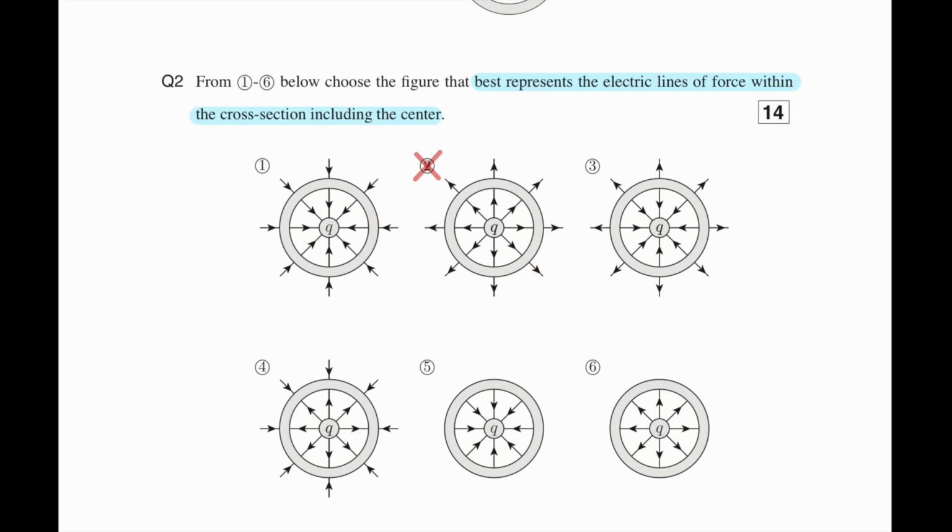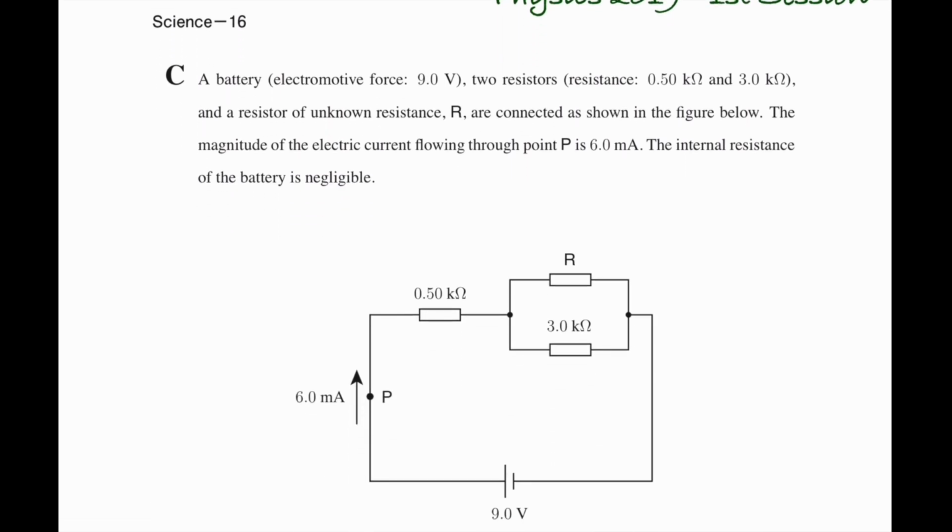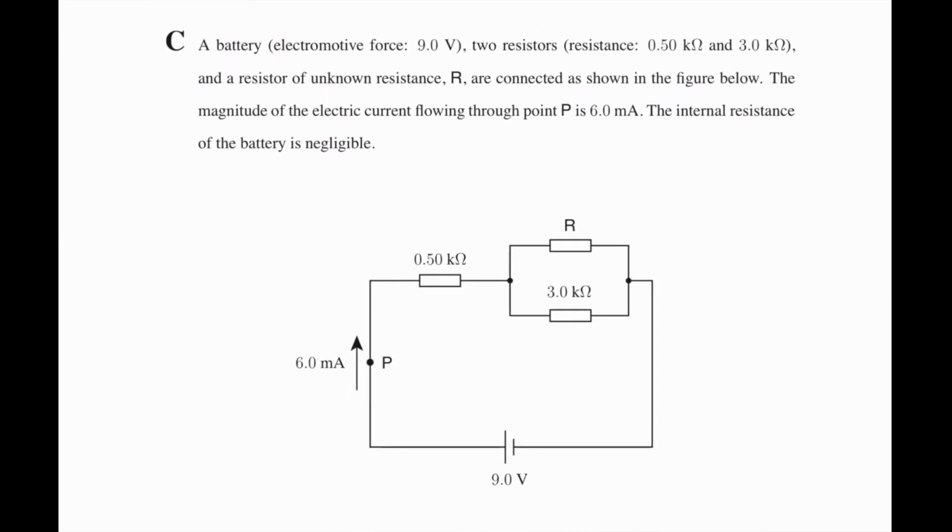Let's proceed to the last question, number 15. I have a battery with EMF 9 volt. This is the battery. The EMF, electromotive force, is 9 volt. And then I have two resistors. The resistance is 500 ohm and 3000 ohm, and another unknown resistance R. This is 500 ohms, this is 3000 ohms, this is the unknown resistor.